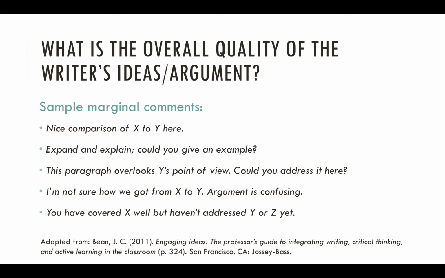Next, you should reflect on the overall quality of the writer's ideas or argument. Which claims need more evidence to support them? Is it clear how the writer reached her conclusions? How might she add complexity or nuance to the ideas in the paper? Are there alternative viewpoints or perspectives that the writer should acknowledge and address? What details or examples should the writer add to develop her ideas?